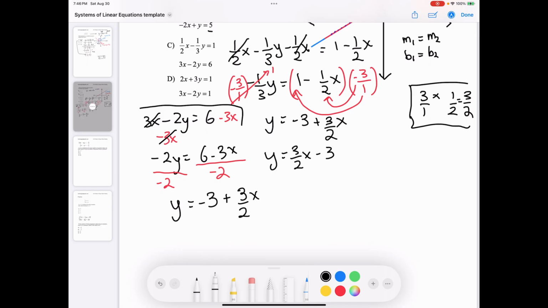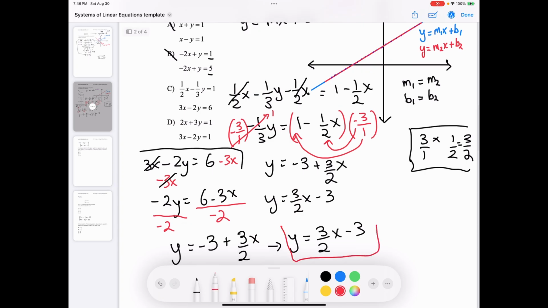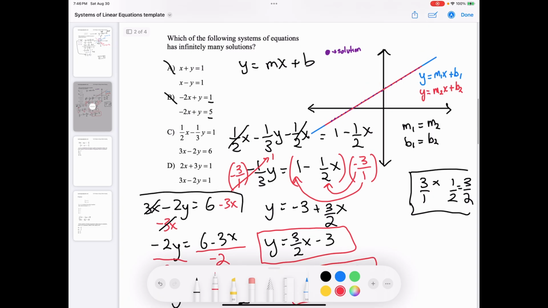Okay? Reorganizing that leaves me with y is equal to 3/2 of x minus 3, right? And if you look closely, I end up with the same function as the previous one. So I end up with y equals 3/2 of x minus 3 for both the top and the bottom equation. So that means that our answer in this case is C, since they are the same functions and therefore they have infinite solutions because they touch at every single point. Okay, good. Let's move on to the next one.